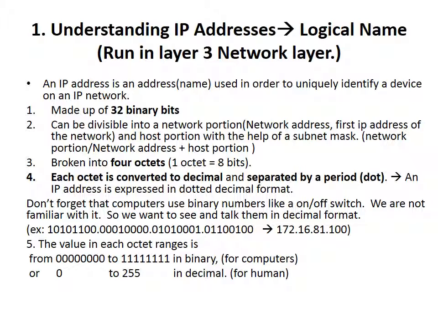172.16.81.100. The value in each octet ranges from 00000000 to 11111111 in binary, 0 to 255 in decimal. Devices use binary numbers originally. However, we convert them to decimal so that human users can recognize them easily.